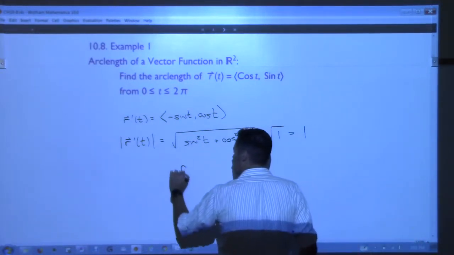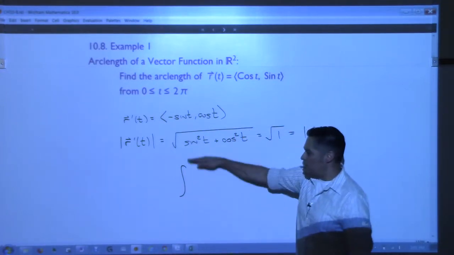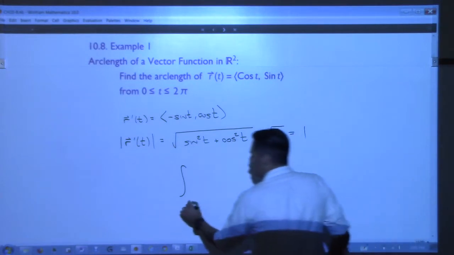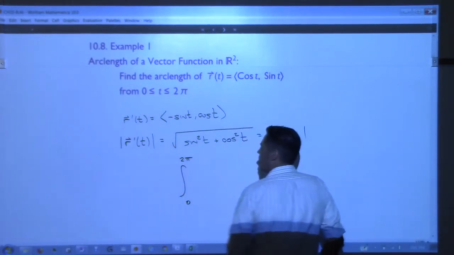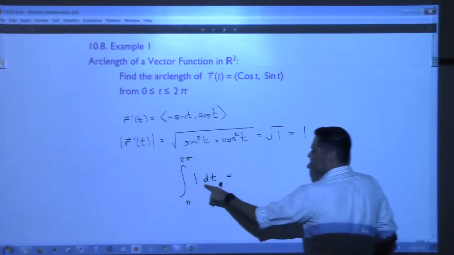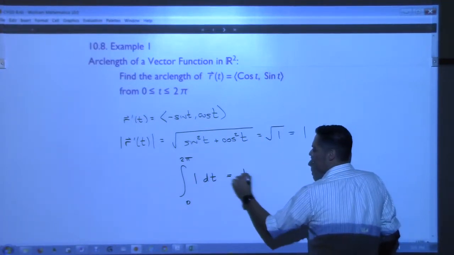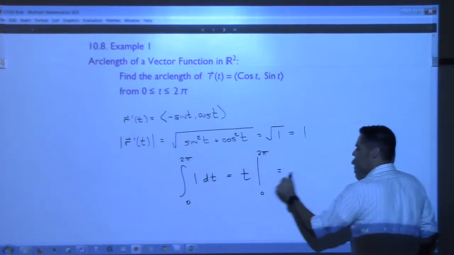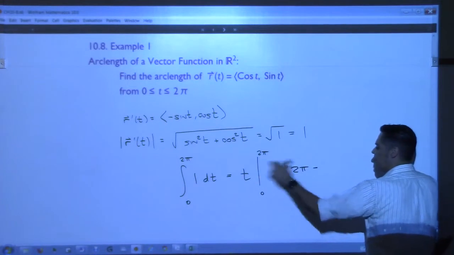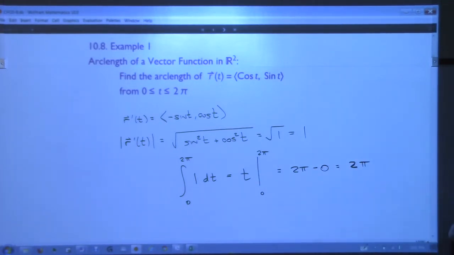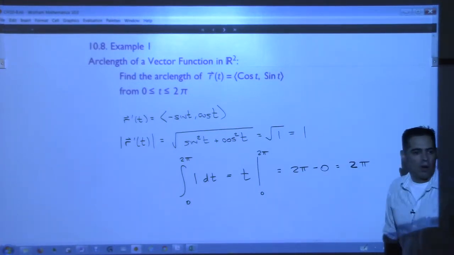The arc length should be the integral. Now we need our time restriction. t is going to start where and end where? 0, 2 pi. And we're integrating what? 1 with respect to t. So the antiderivative of 1 with respect to t is t, right? And we're evaluating from 0 to 2 pi. 2 pi goes in, you get 2 pi. Subtract, plug in 0, you get 0, and your answer is 2 pi. That's it. That confirms what we kind of knew to start, right?